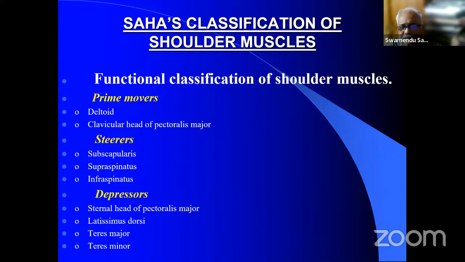This is the zero position and how the muscles are working. The prime movers are the deltoid and the clavicular head of the pec major. The steerers are three: the subscapularis, supraspinatus, and infraspinatus. Remember, the subscapularis and infraspinatus are the force couple; along with the supraspinatus, they become the steerers. And the depressors are the sternal head of the pec major, the latissimus dorsi, and teres minor.